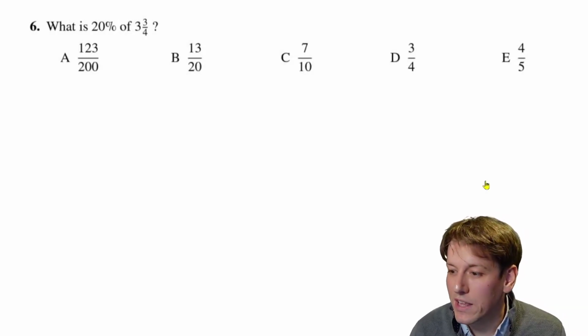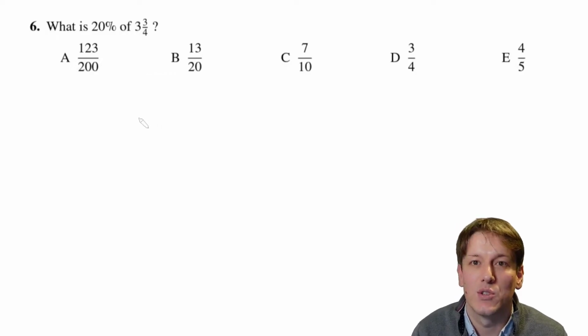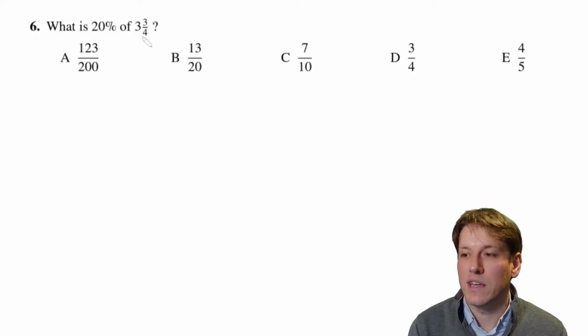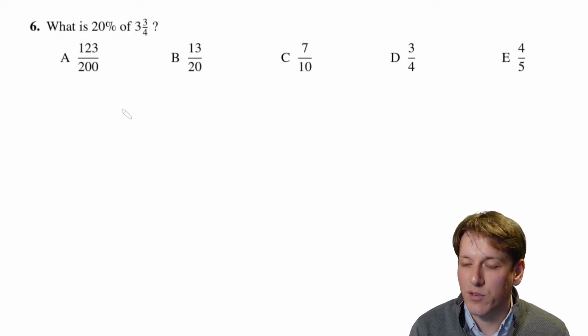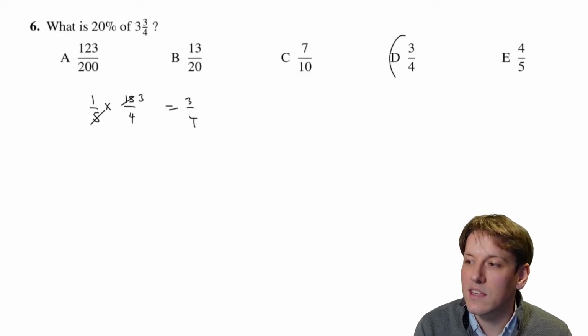20% of 3 3/4. This is much easier if we first convert 3 3/4 to a top-heavy fraction, to an improper fraction. So I've got 3 times 4 is 12, so 3 is 12 quarters. Add another 3/4 would give us 15 quarters. So that's 3 3/4, and I want to do 20% of that. So 20% is 1/5. So we multiply 1/5 by 15 over 4. We can cancel a factor of 5 here, and we're left just with 3/4. So the answer here is D.